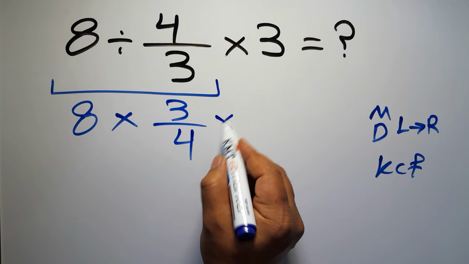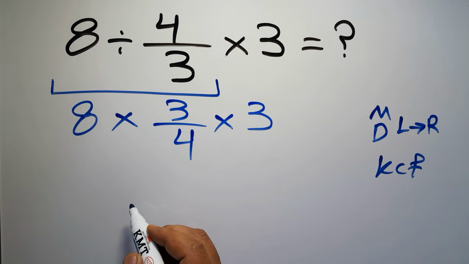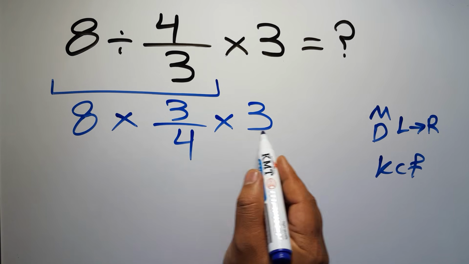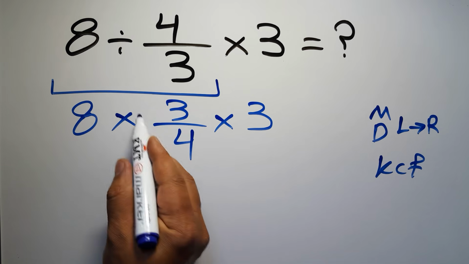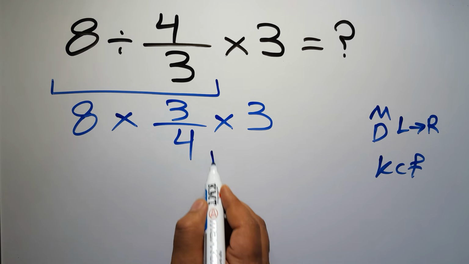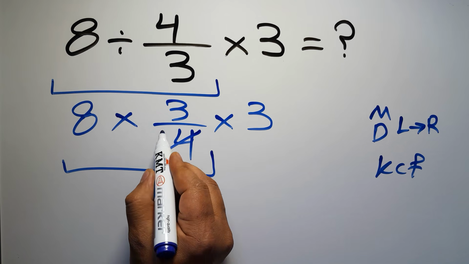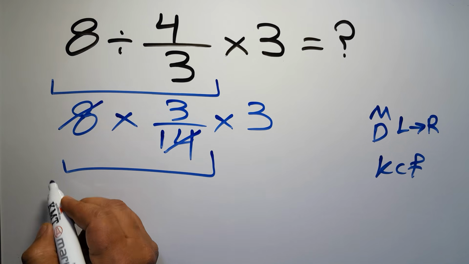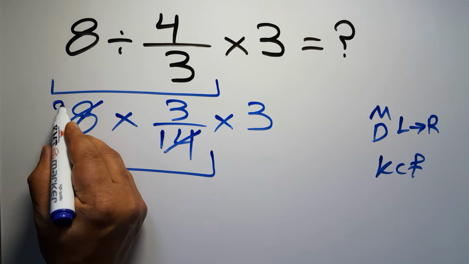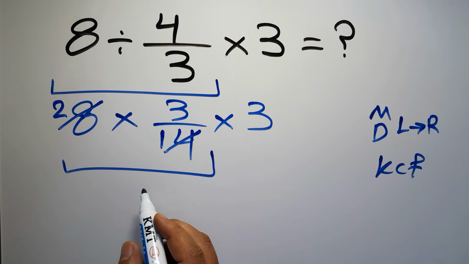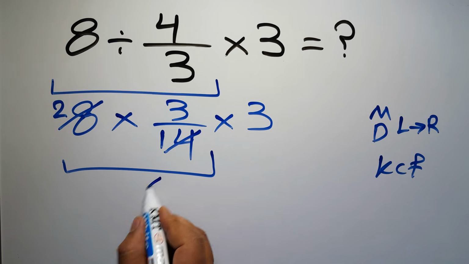And here we have times 3. Okay? So 8 times 3 over 4, then times 3. First we do this multiplication. 4 divided by 4 gives us 1, and 8 divided by 4 equals 2. So here we have 2 times 3, which equals 6.